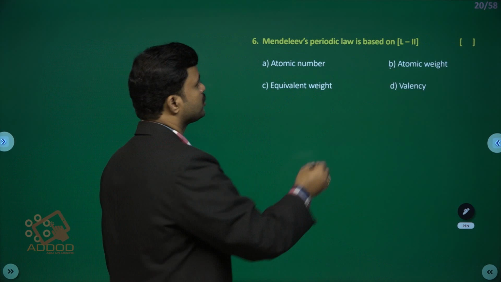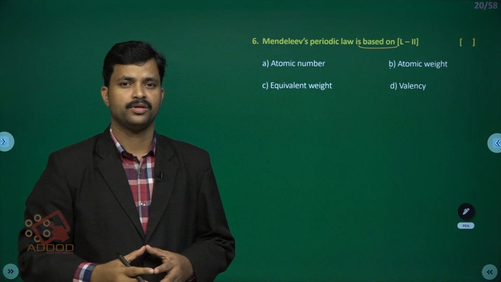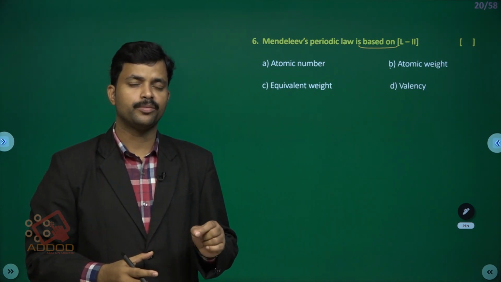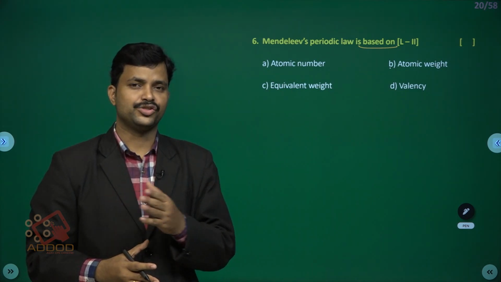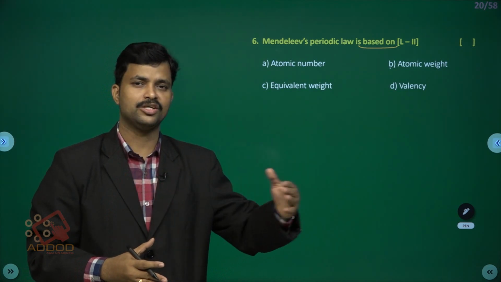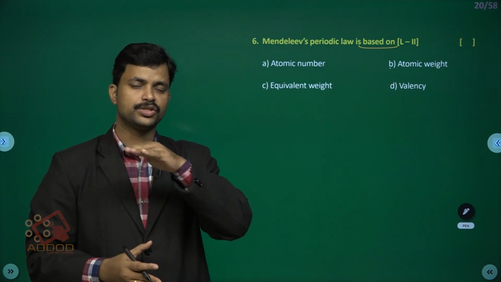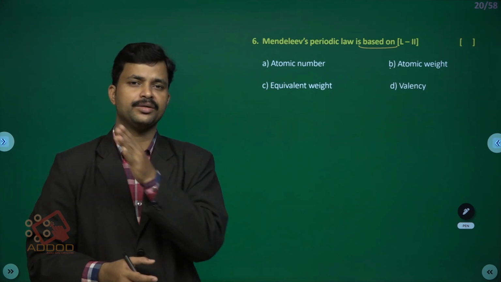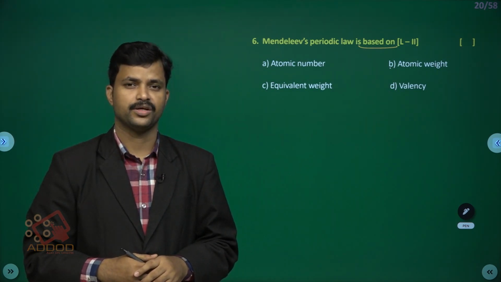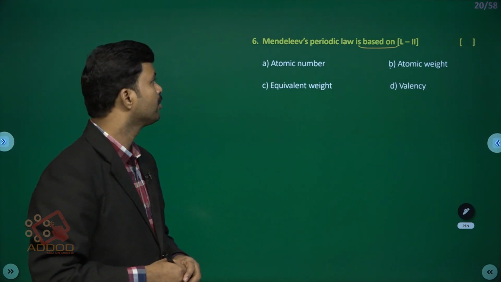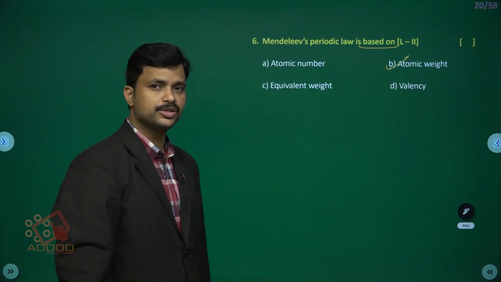Mendeleev Periodic Law: what is Mendeleev Periodic Law? Physical and chemical properties are the periodic functions of their atomic weights. That means if the elements are arranged in increasing or decreasing order of atomic weights, their properties will show a periodic trend, that is continuously decreasing or continuously increasing and again repeating. That pattern is there. This is Mendeleev periodic law, based on atomic weights of the respective elements.